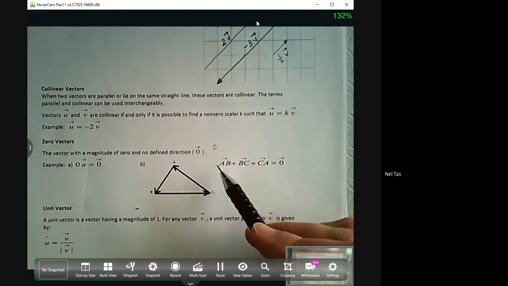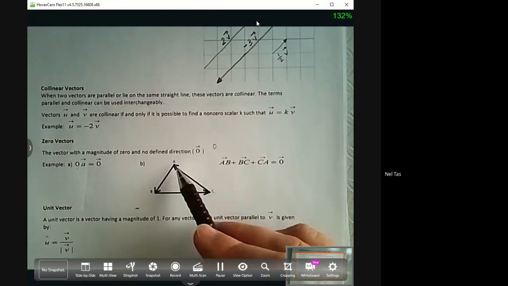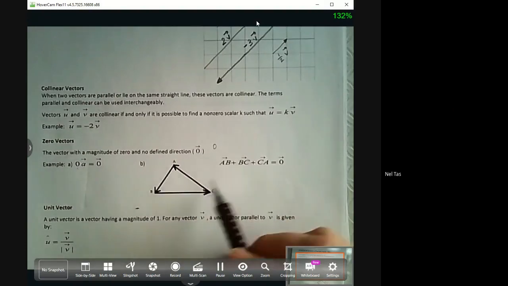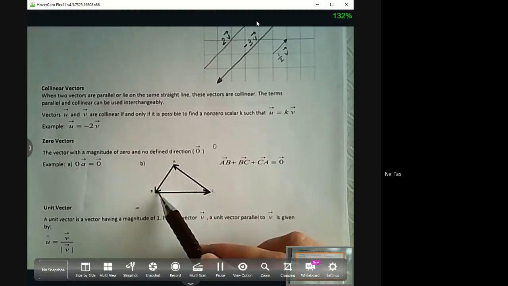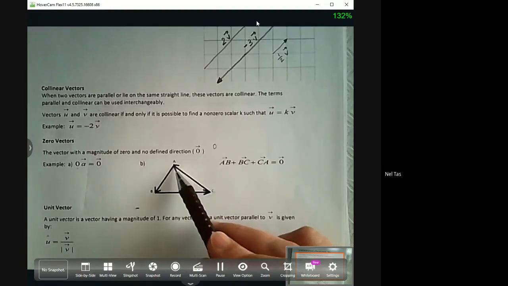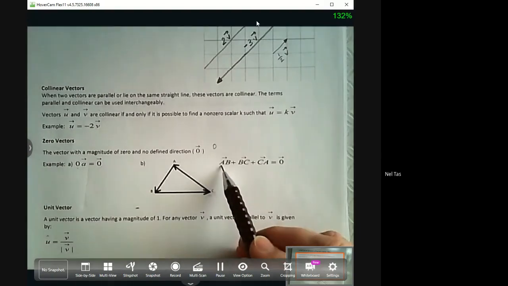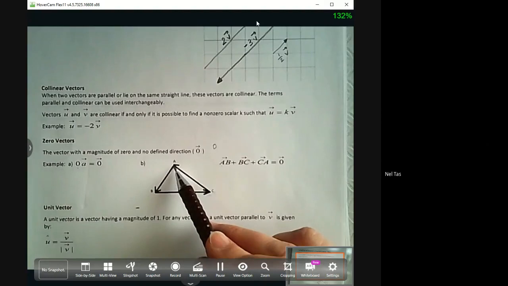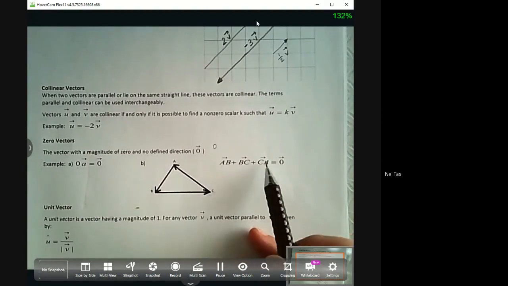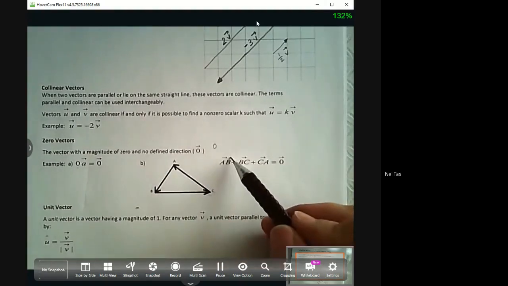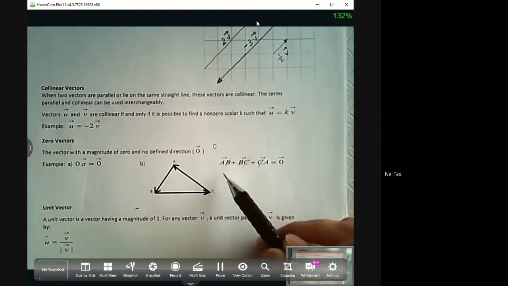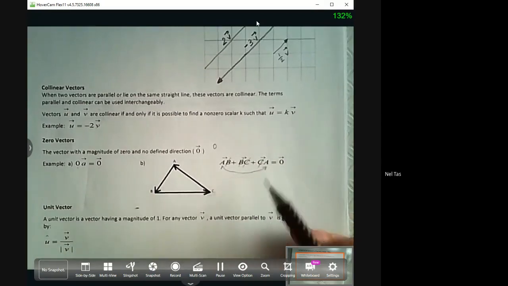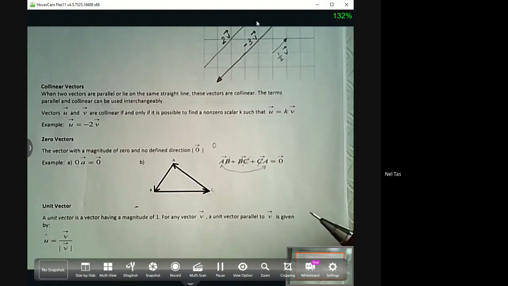Let's say we have vector AB plus BC plus CA. If you add those three, as you see, you start from A and you end at A. So actually you end up with a zero vector. We learned that shortcut before. So you end up with vector AA, and vector AA is a zero vector, or BB, it doesn't matter.